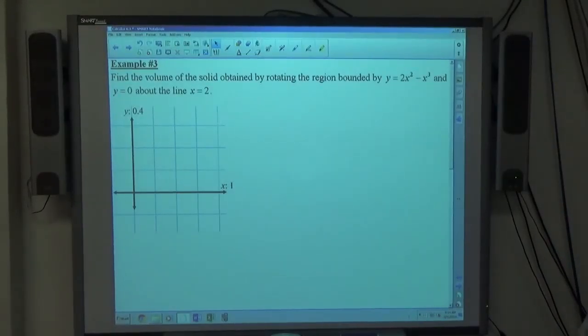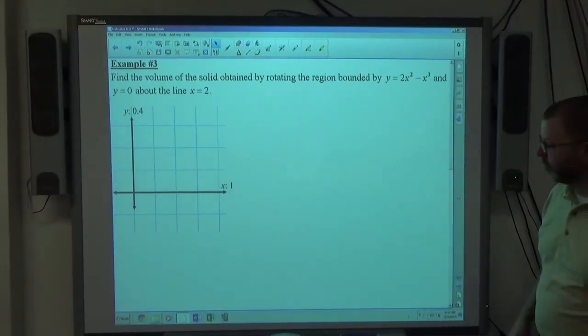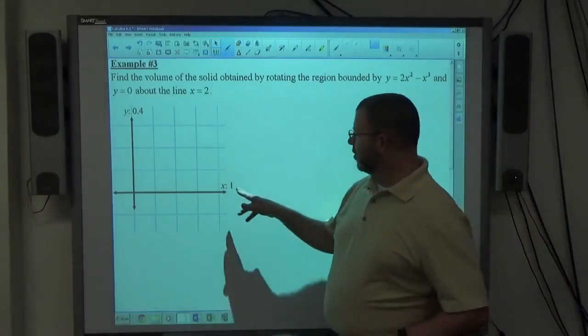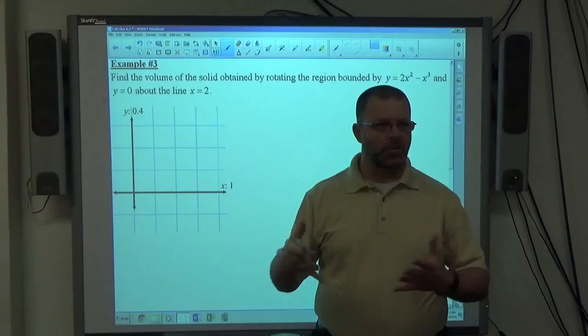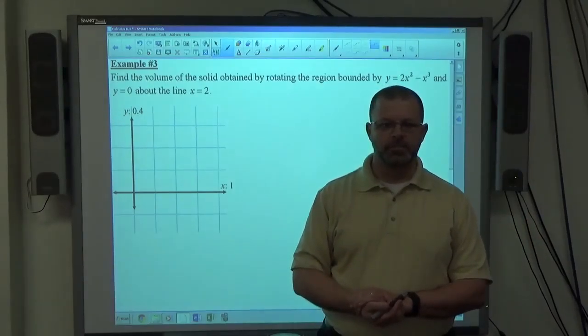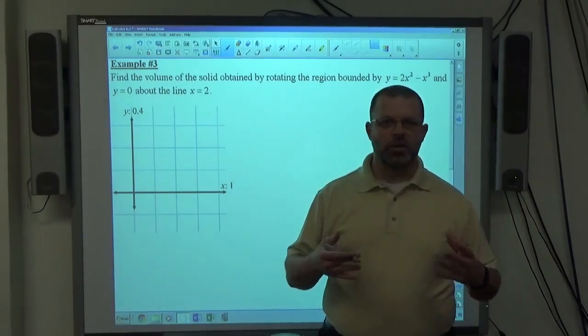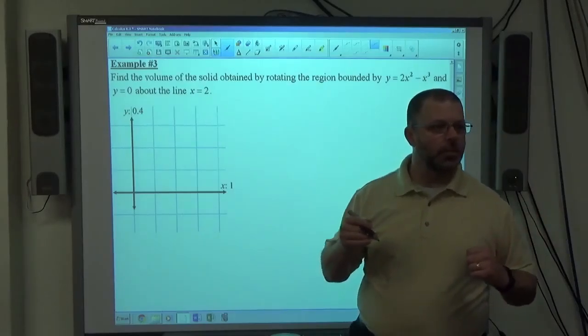Right, example 3. Find the volume of the solid obtained by rotating the region bounded by y equals 2x squared minus x cubed and y equals 0 about the line x equals 2. I've already chosen a scale of 1 for x and 0.4 for y. Again, if you were to get yourself an XY chart, you can get a gauge of how big things need to be.